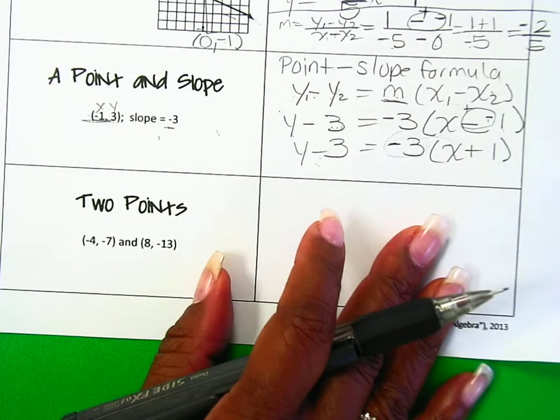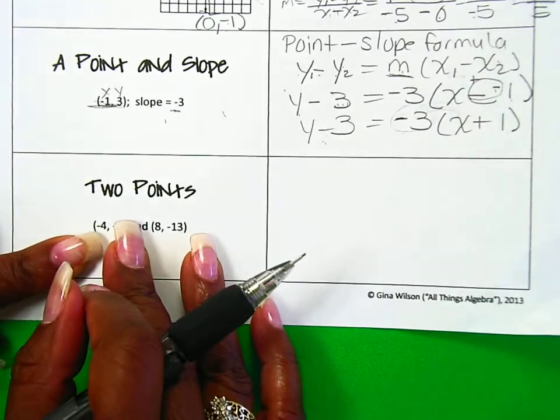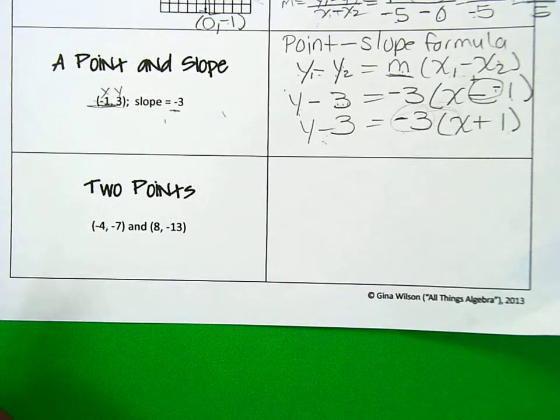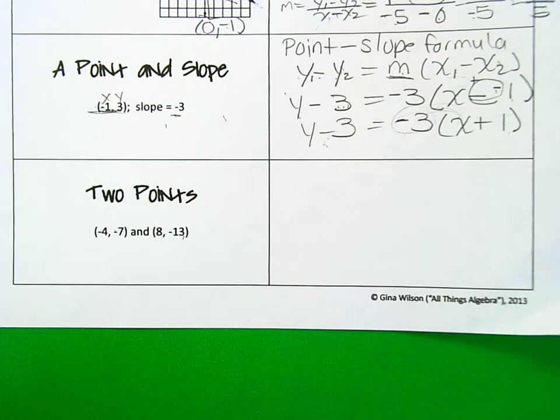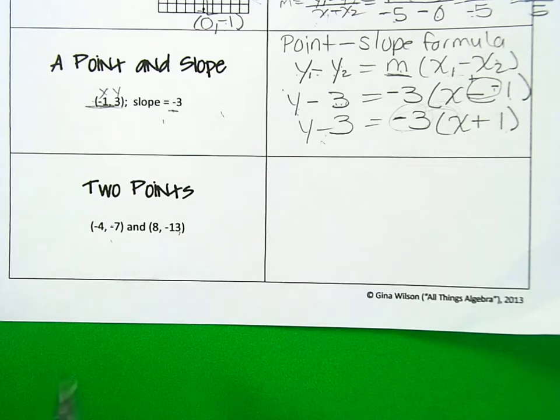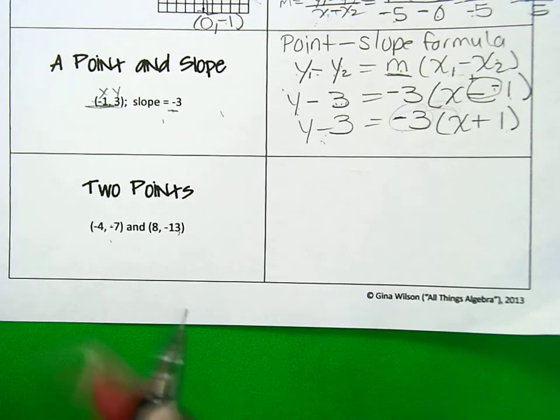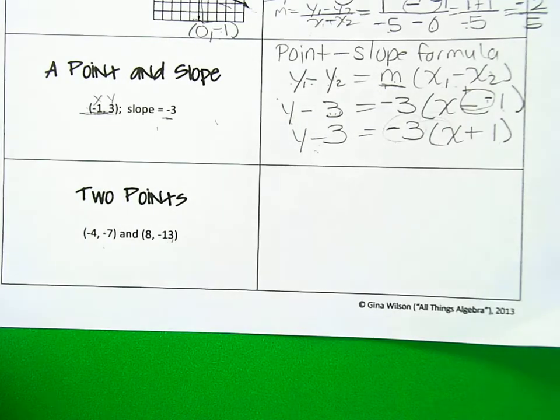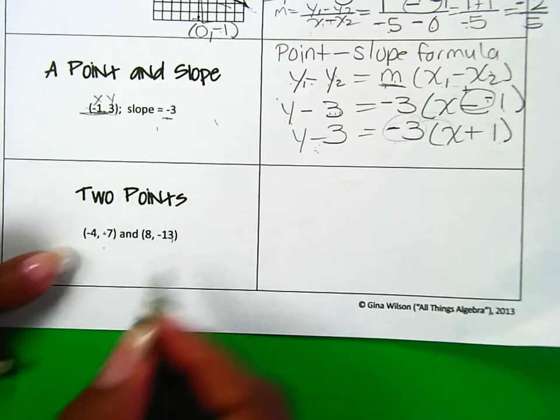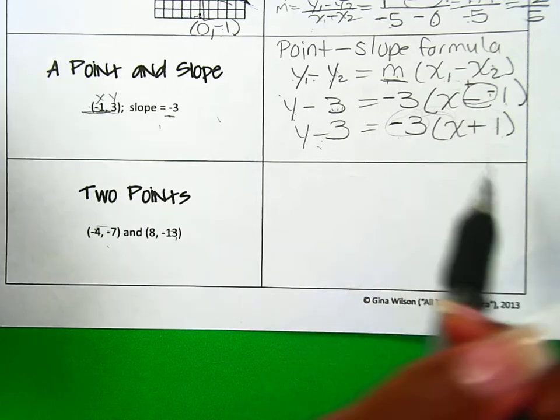Okay? Now, moving on. Here they gave me 2 points. They didn't even give me the slope. So, in neither one of them is the y-intercept. Neither point is the y-intercept. So, I'm going to find the slope, and then I'm going to use the point slope formula. That's what I'm going to do. Okay? And it doesn't matter which point.